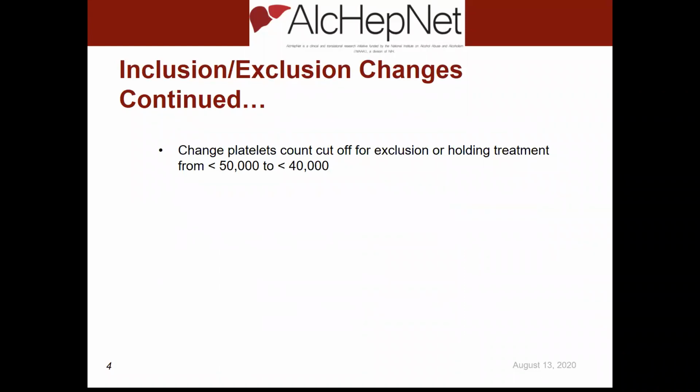Also in the inclusion exclusion, we are changing the platelet cutoff from 50,000 to 40,000. Does anyone have any questions about that?